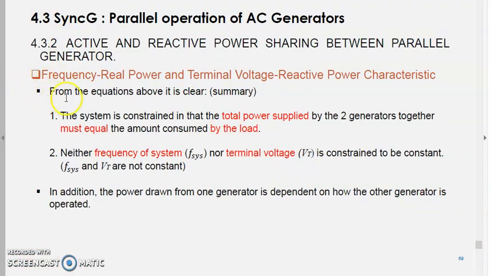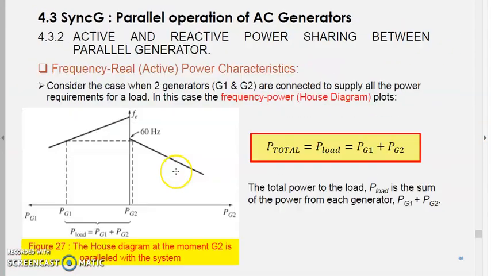So in terms of the frequency versus real power and the terminal voltage versus reactive power characteristics of the system, it is constrained such that the total power supplied by the gensets must be equal to the amount consumed by the load. Neither the frequency of the system nor the terminal voltage is constrained to be constant. So we have to make sure that the frequency is set at the system frequency. It means that if we want to draw more power from genset 2, we have to set the governor such that the whole graph of genset 2 increases. Then the frequency will be maintained. Power drawn from genset 1 will reduce. We top up genset 2.